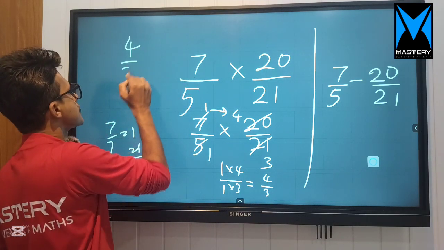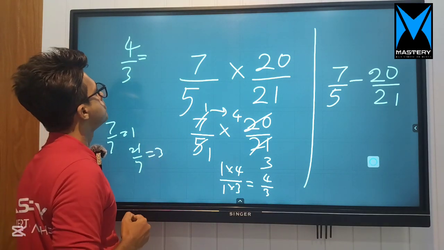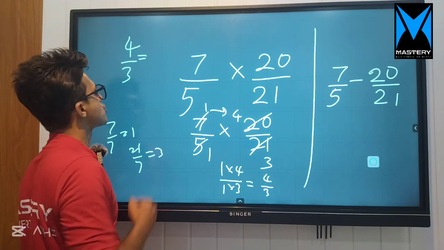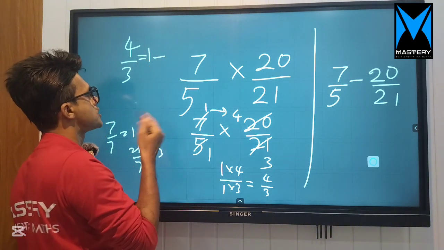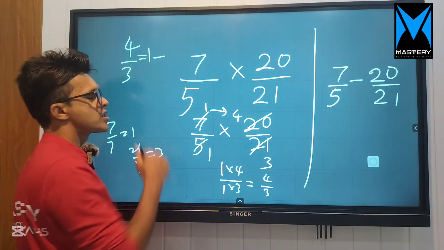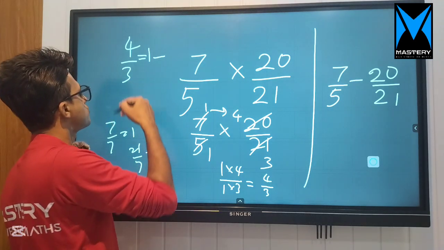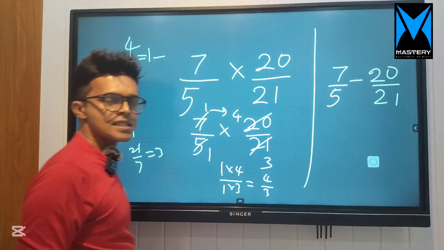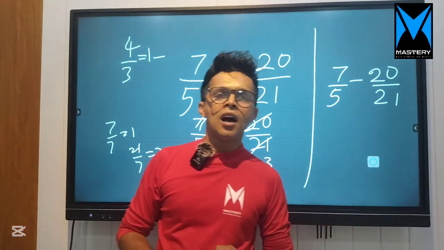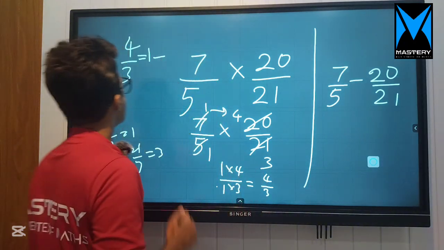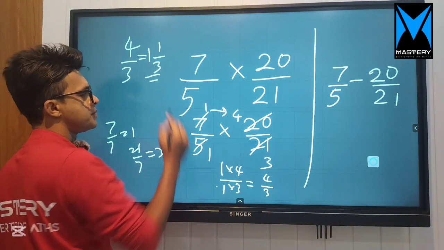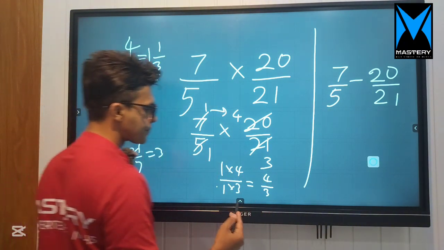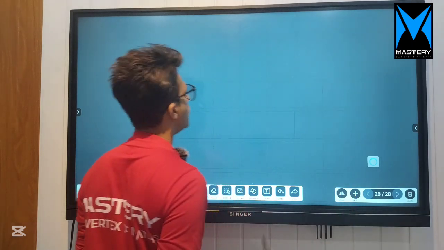4 over 3 can be written as a mixed number. You learned this one in the previous lesson in fractions. So this can be kept as a mixed number because you know that 3 is less than 4. So 1 1/3 is the answer. Okay.